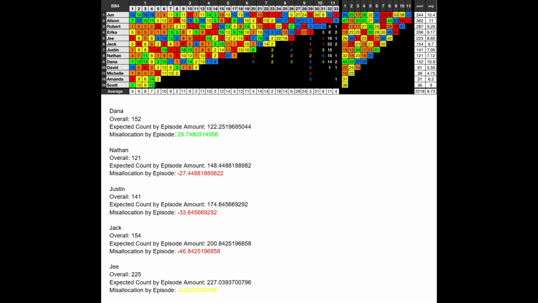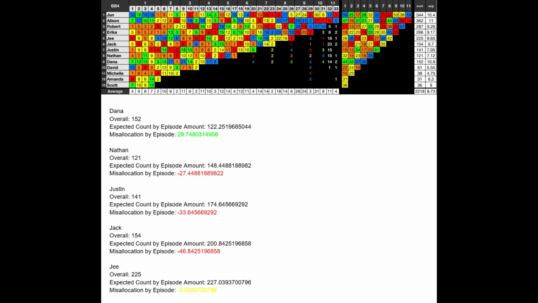Jack has an overall diary room count of 154, and his expected count by episode amount is 200, meaning that his misallocation by episode is negative 46.84. And he is borderline purpled. I'm not even going to lie with these numbers.